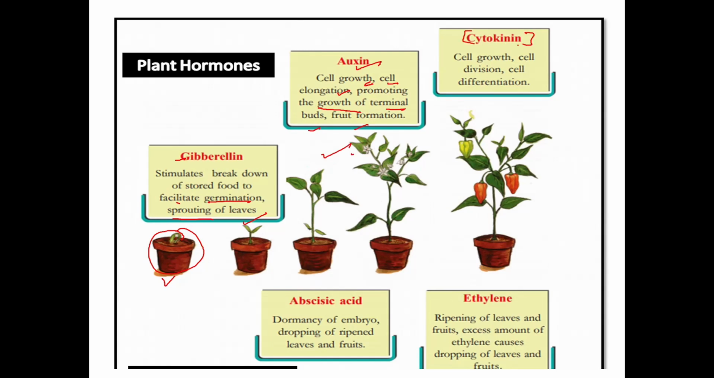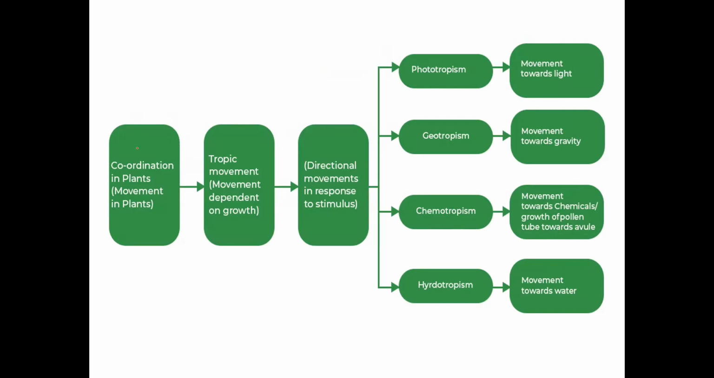Come on, cytokinin. Cytokinin, the division of the cell. It helps in cell growth, cell division, cell differentiation. So some parts make fruit, some parts make flower. This is called differentiation. Abscisic acid keeps things inactive: dormancy of embryo, drooping of ripened fruit, leaves, etc. Ethylene, ripening. Ethylene helps in ripening of the fruit and leaf. Excess amount of ethylene causes dropping of leaf and fruit. Yes. So how does it work?